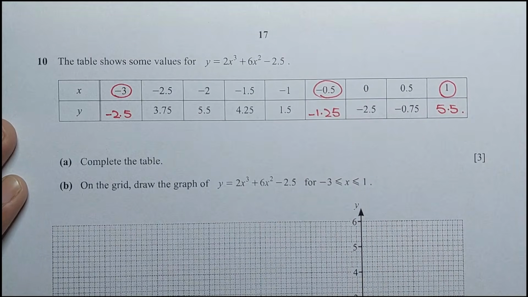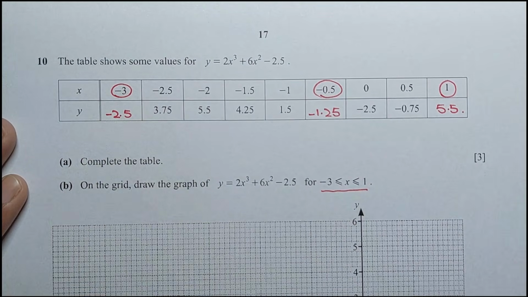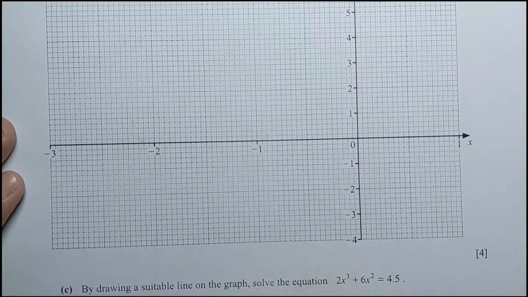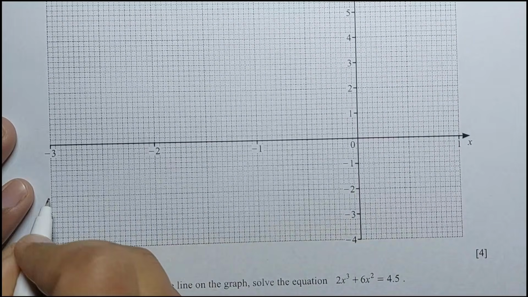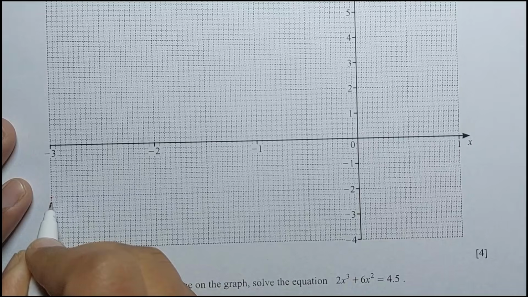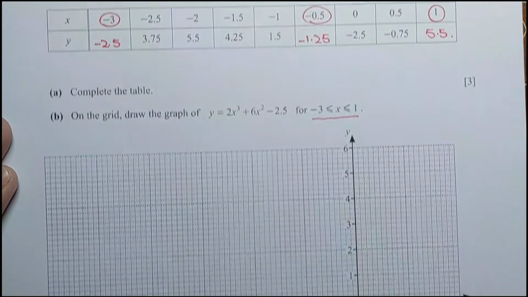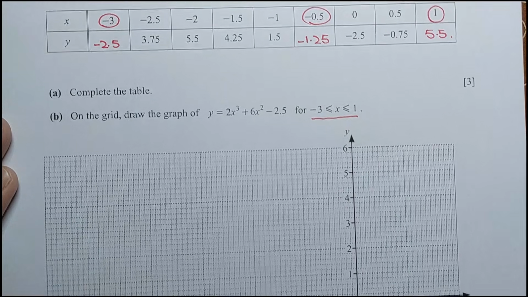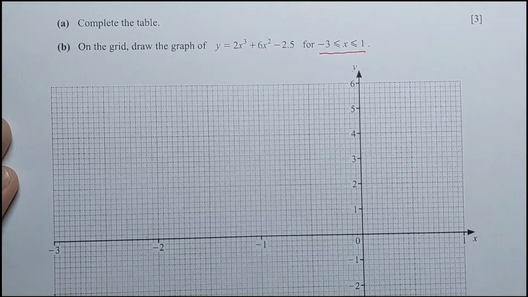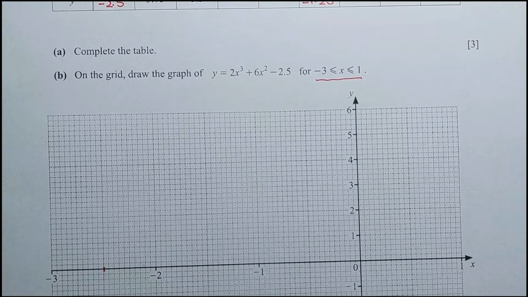Okay, now for part B, on the grid, draw the graph of the function when x is between negative 3 and 1. Okay, negative 3, negative 2.5. X is negative 3, the y value is negative 2.5, which is over here. Negative 2.5, it is 3.7. Negative 2.5 is over here, and 3.7 is at the top.